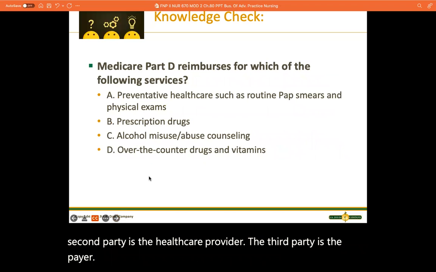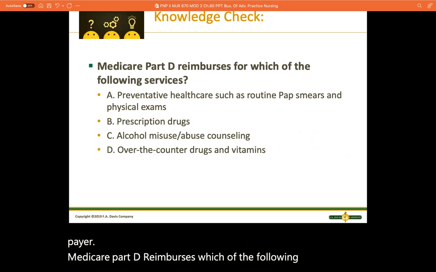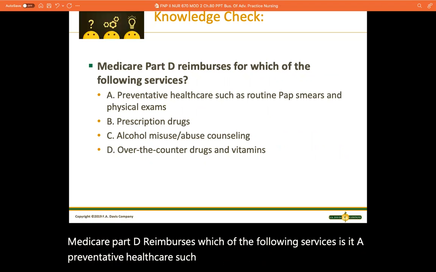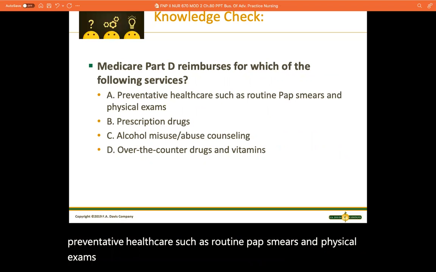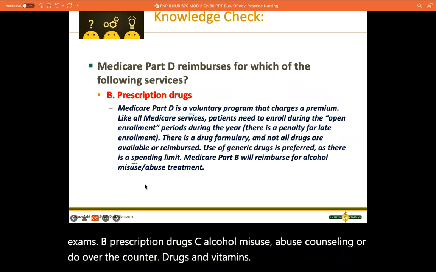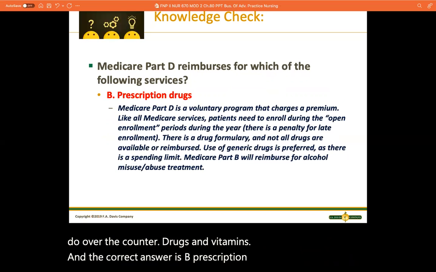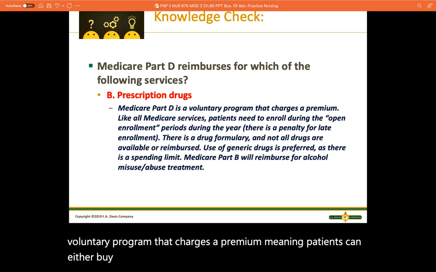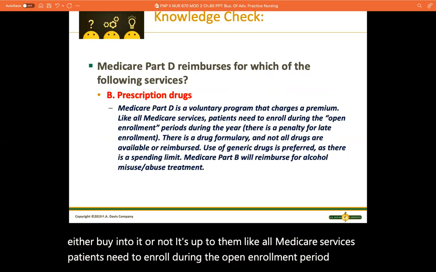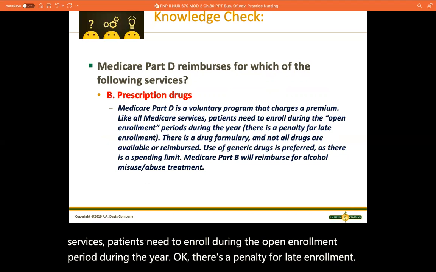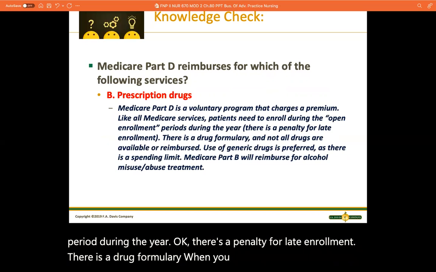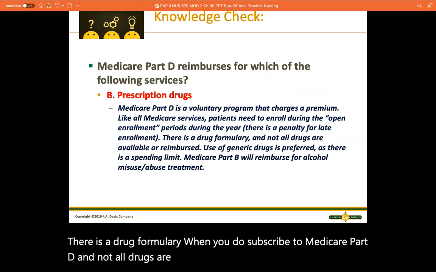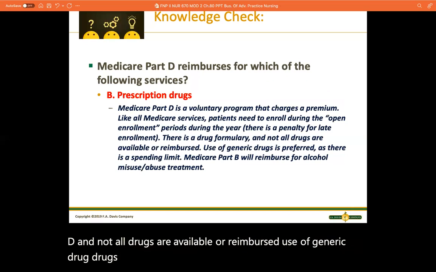Medicare Part D reimburses for which of the following services? Is it A, preventative healthcare such as routine pap smears and physical exams, B, prescription drugs, C, alcohol misuse abuse counseling, or D, over-the-counter drugs and vitamins? And the correct answer is B, prescription drugs. Medicare Part D is a voluntary program that charges a premium, meaning patients can either buy into it or not. It's up to them. Like all Medicare services, patients need to enroll during the open enrollment period during the year. Okay, there's a penalty for late enrollment. There is a drug formulary when you do subscribe to Medicare Part D, and not all drugs are available or reimbursed. Use of generic drugs is preferred as there is a spending limit.